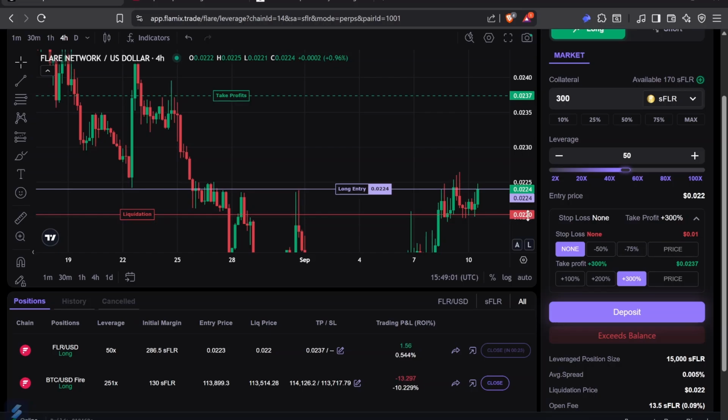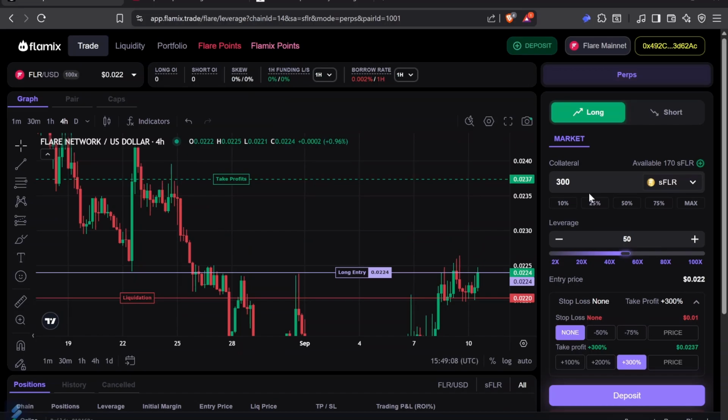Like I said, this is not a tutorial on what you should be doing. I'm just teaching you how the app works. That's all I'm intending to do. And then you can also short the market if you want. So if you are betting that the prices are going to go down, you do the same thing with a short. If you think that the prices are going to go up, you long.